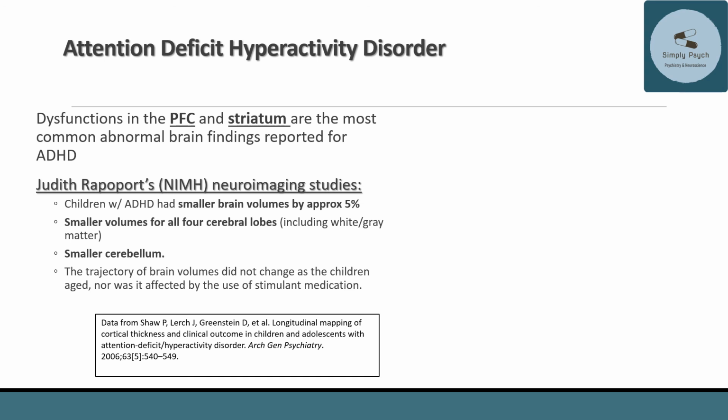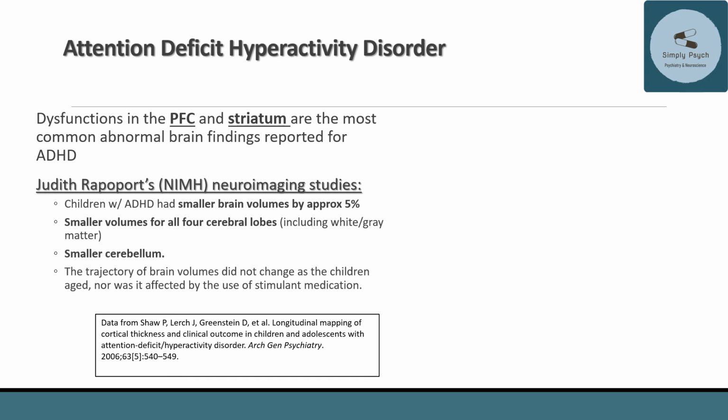The most interesting finding was that children with ADHD had smaller total brain volumes by approximately 5% compared with controls. The difference held true for all 4 cerebral lobes, including the white and the gray matter, as well as the cerebellum. And the trajectory of the total brain volumes did not change as the children aged, nor was it affected by the use of stimulant medication.